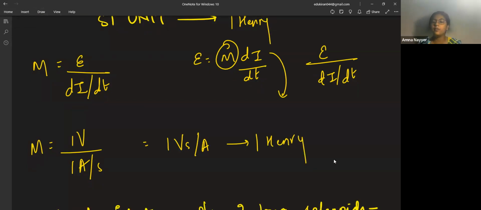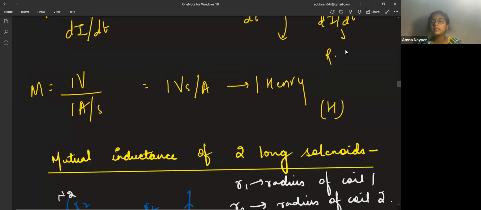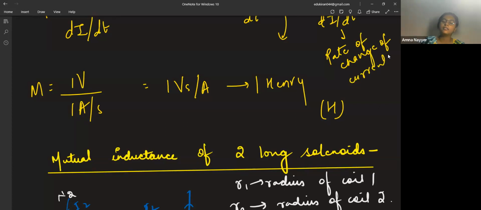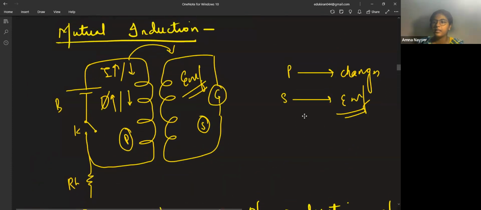SI unit is 1 Henry only. So we represent it through H. Now what again is di over dt? Di over dt, this is the change in current, the rate of change of current. All right. Mutual induction, I'll do it later. First, understand this. This is exactly what you have studied in self-induction. If I note it down, then we'll see mutual induction in long solenoid. That would be the end, because questions are also just exactly the same that we have practiced. You just have to put in the values.